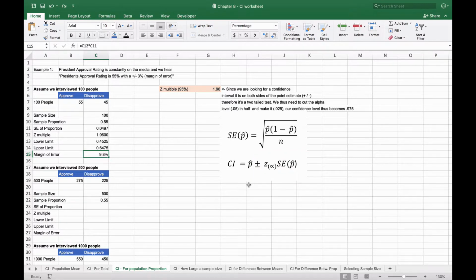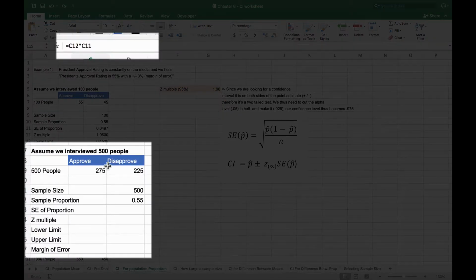So we're going to take basically the same set of values, and we're going to have now 500 people. And so that will give us 275 approve and 225 disapprove. We keep our sample size at 500. Our sample proportion is 0.55. Now we'll calculate our standard error of the proportion. Again, using the square root formula, we end up with 0.022. So you can see that the number has changed and the standard error has dropped.